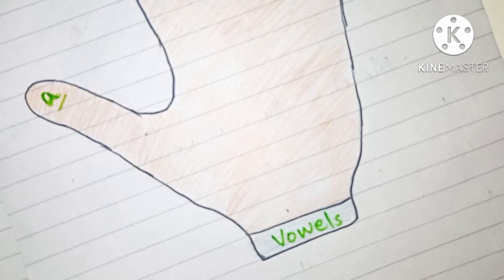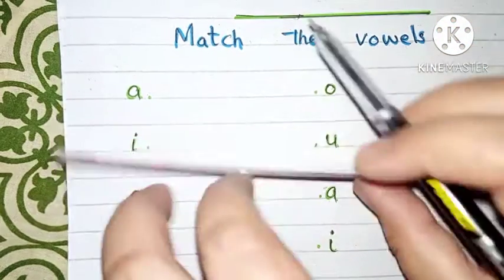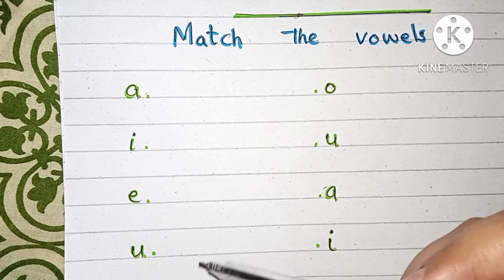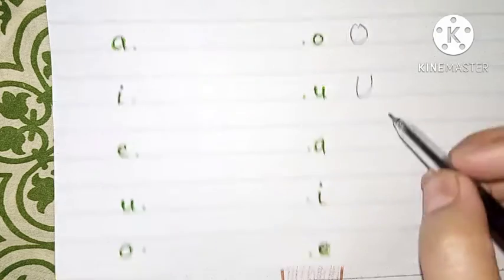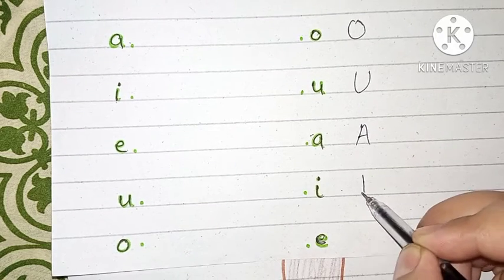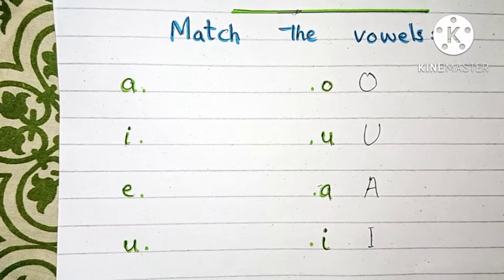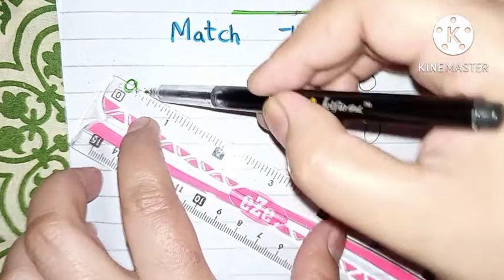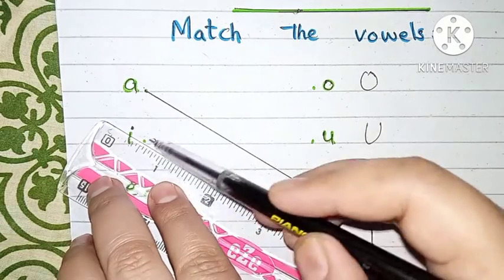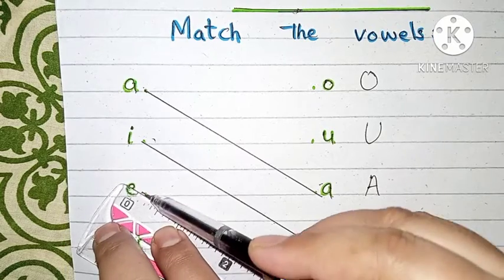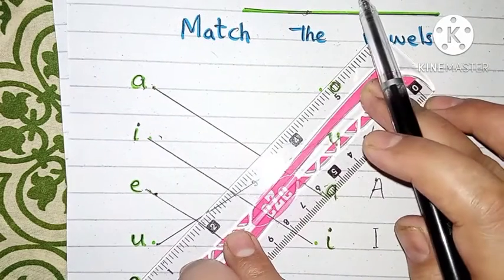In English, there are 5 vowels. We have to match the vowels. A, A. And we can also write one side with capital letters and one side with small letters, like this: O, U, A, I, E. We have to match this. A with A, I with I, E, U, O.